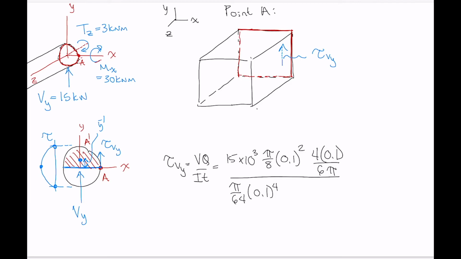Okay, so on the bottom here, we've got I now, and then we've got t. t is the length of the line that you're calculating shear stress along. So that is diameter again. So we've got another 0.1 down there. So doing that calculation gives me 2.5 megapascals. Okay, so this guy here is 2.5 MPa.